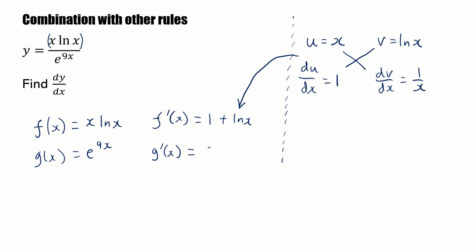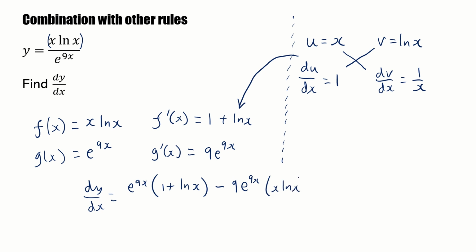So e to the 9x differentiates to 9 lots of e to the 9x. And now I've got all the things I need to be able to complete the question. So, of course, we do the f prime of x times by the g of x. So therefore, that would get you this. And then we're going to take away f of x times by g prime of x, which would get you 9e to the 9x, lots of x ln of x. And then we're all dividing that by g of x all squared.